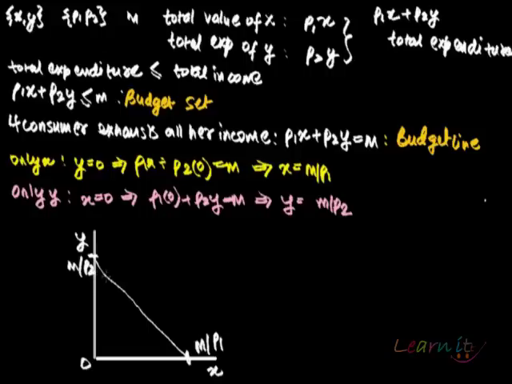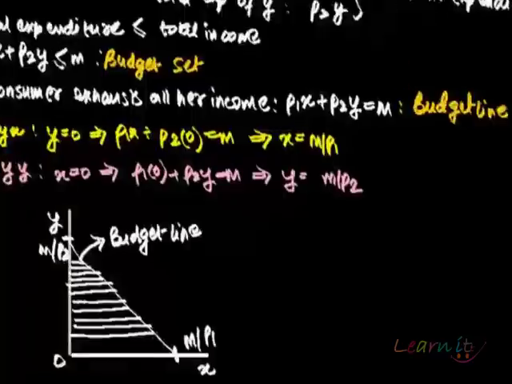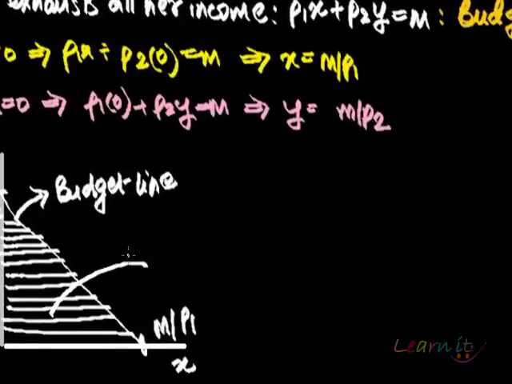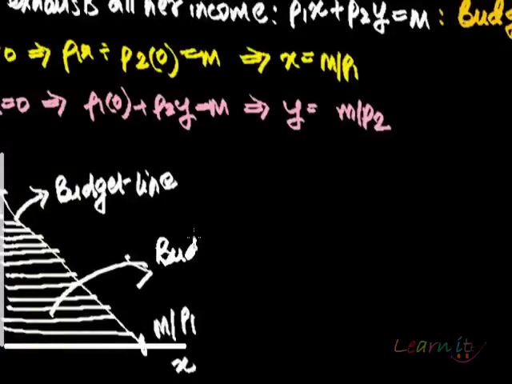All of these points constitute what is called the budget line. And similarly, all of these points which are below this, where your expenditure is of course less than income, all of these points including the points on the budget line, constitute what is called the budget set. Clear? So this is your budget line and budget set.